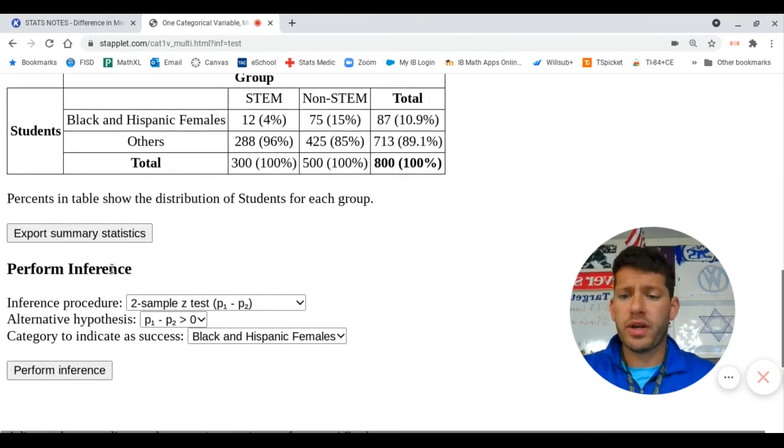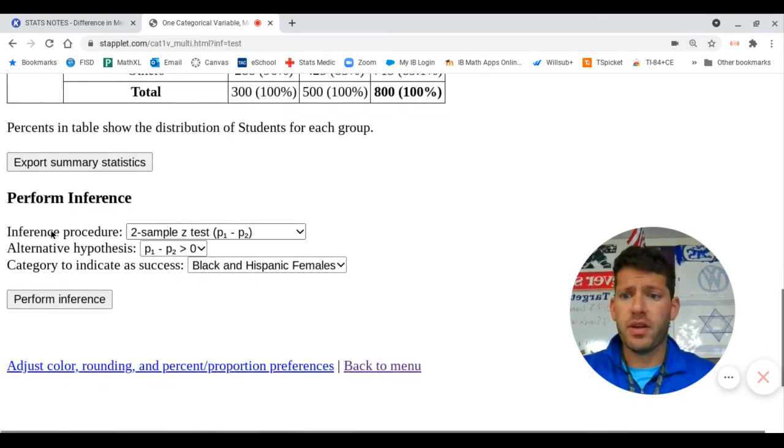But what we want to do is actually perform an inference down here. So we're going to go all the way down to the bottom, inference procedure. We want a two-sample z-test for the difference of proportions. So that minus is difference. P is for proportions. That's good. Our alternative hypothesis is that the P1, which is the STEM sample proportion of Black and Hispanic females, is smaller than the non-STEM proportion. And Black and Hispanic females is our success.